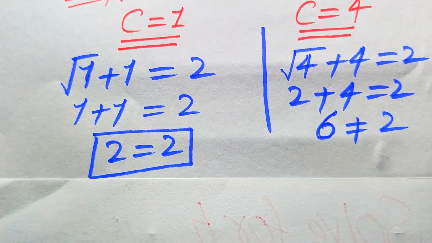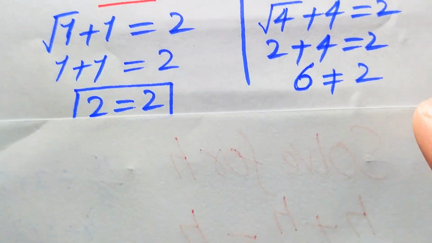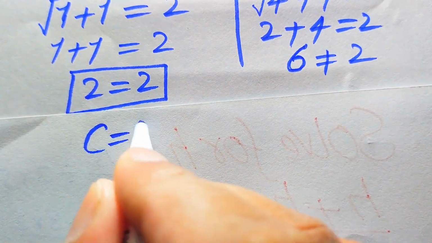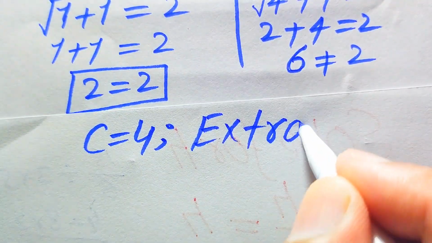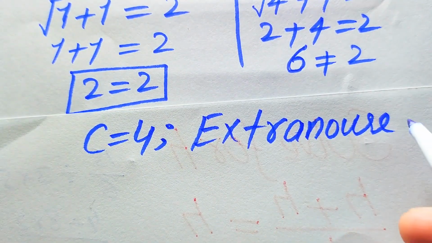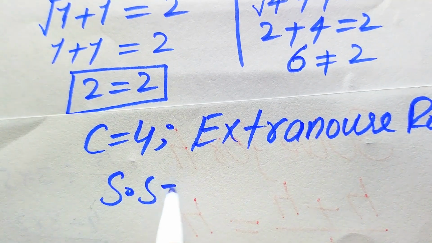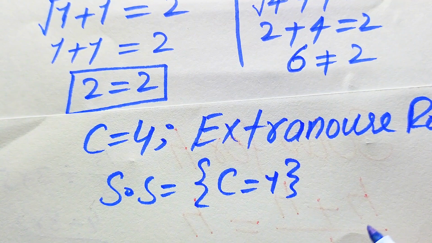Here we finally conclude that the value c is equals to 4 is the extraneous root of the given equation. So we write it as the extraneous root. And here finally we have just only one root, only one solution of the given equation, and that is c is equals to 1. So this is our final answer, and thank you so much for watching this video.